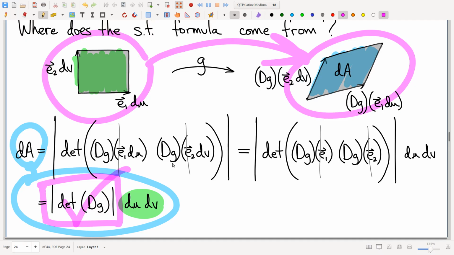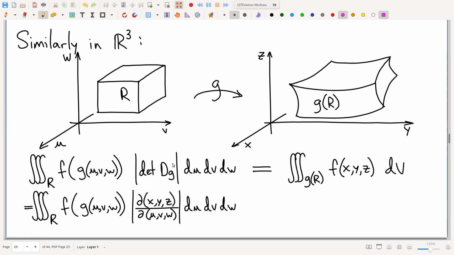Okay. All right. So last thing we'll say about this before we move on to the next big topic. What do you do in 3 dimensions? And the punchline is basically, approximately, it's exactly the same.